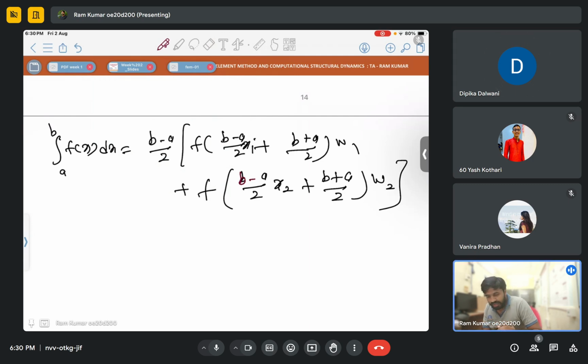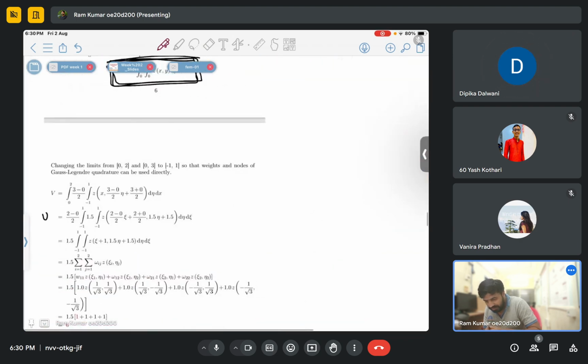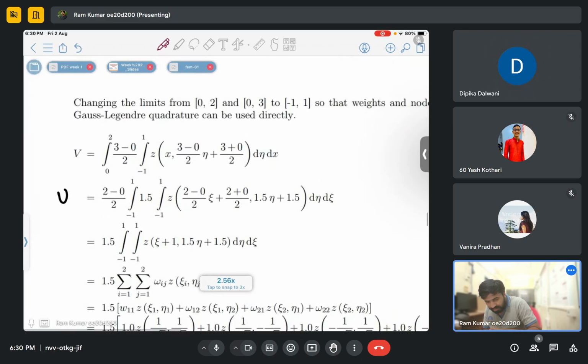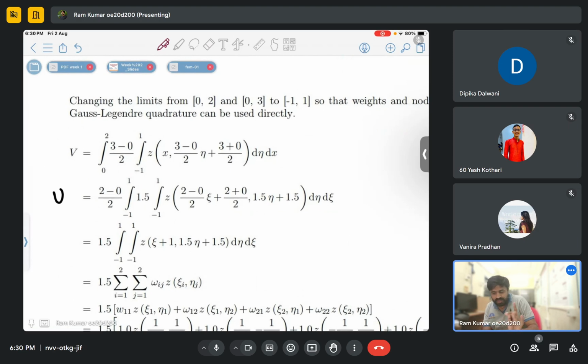So now what we are going to do, we are having two variables in place of x1. So see, what will happen? B1 to b, we are going to add two times. This is zeta, this is eta. So like 0 to 2, so it will be (b minus a)/2, 0 to 2 by 2. Then it will be minus 1 to 1.